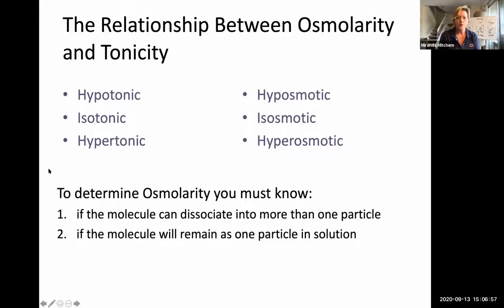In order to determine osmolarity, we need to know a couple things. We can't just look at it so quickly. One of these things we need to know is, does the molecule dissociate? Does it fall apart into more than one particle? For example, sodium chloride, a salt held with an ionic bond, if you put it in water, will fall apart into sodium and chloride. You've created two particles. We'll look at examples, don't worry. So you need to know if that particle is going to fall apart in a watery environment or if it's going to remain as one.